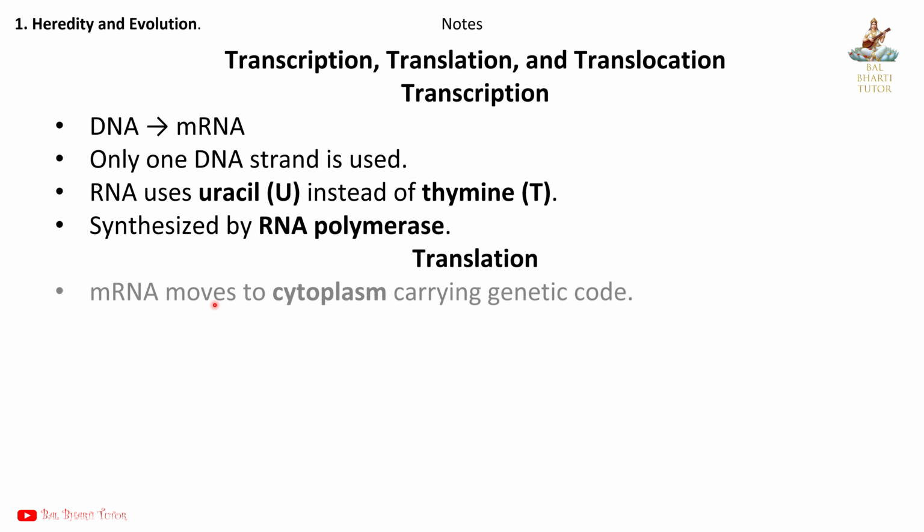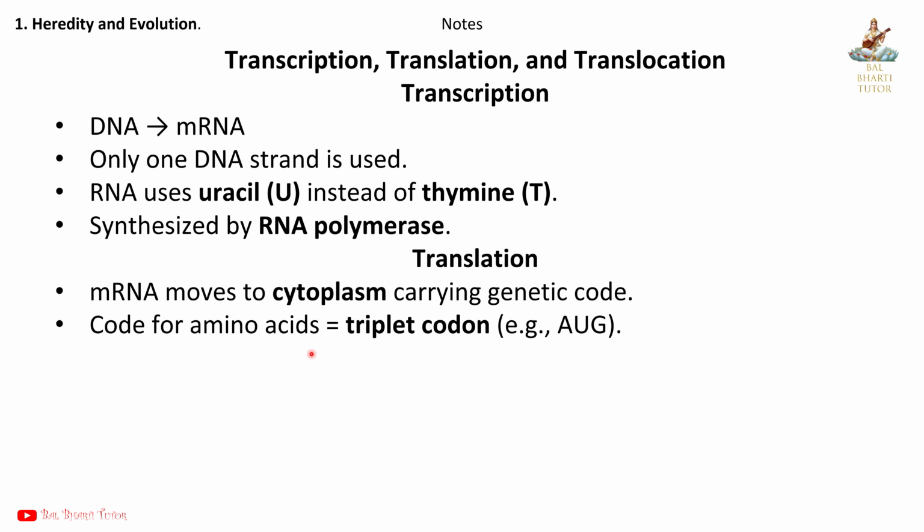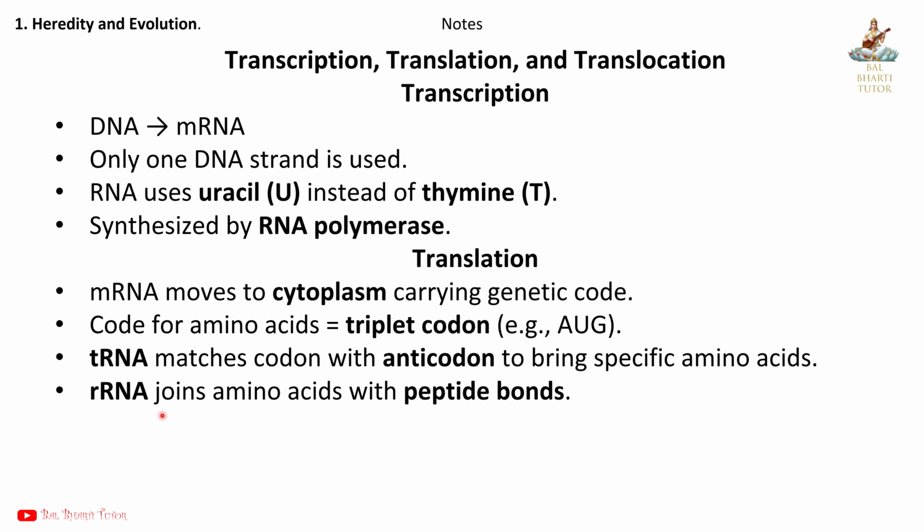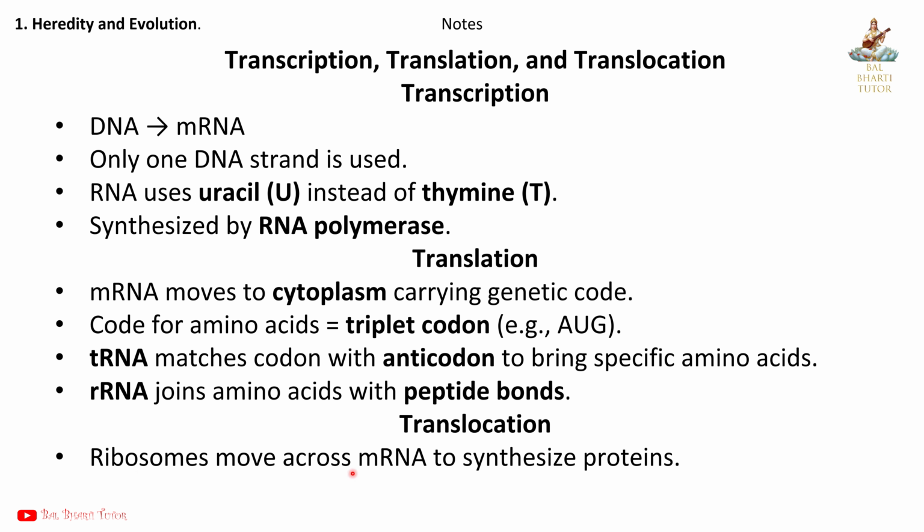Next, translation. mRNA moves to cytoplasm carrying genetic code. Code for amino acids, triplet codon, example AUG. tRNA matches codon with anticodon to bring specific amino acids. rRNA joins amino acids with peptide bonds. Translocation: ribosomes move across mRNA to synthesize proteins. Proteins control cell structure and function.